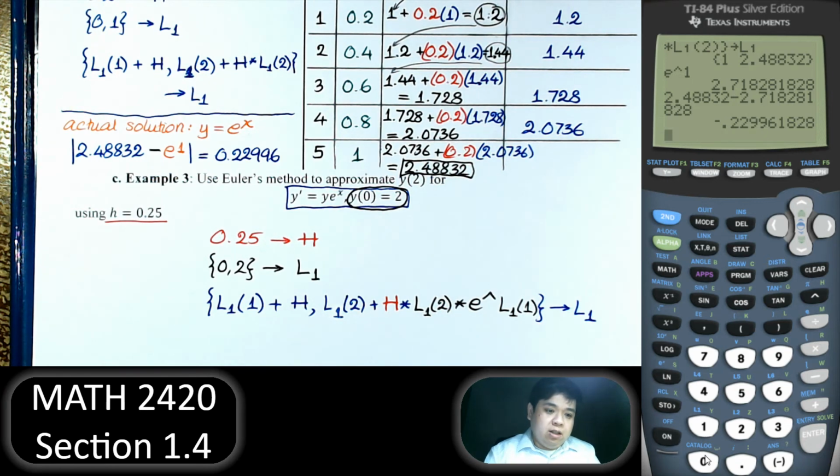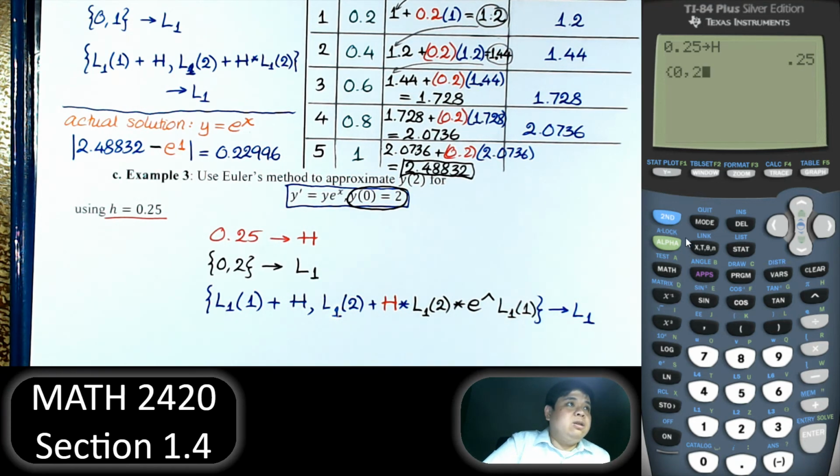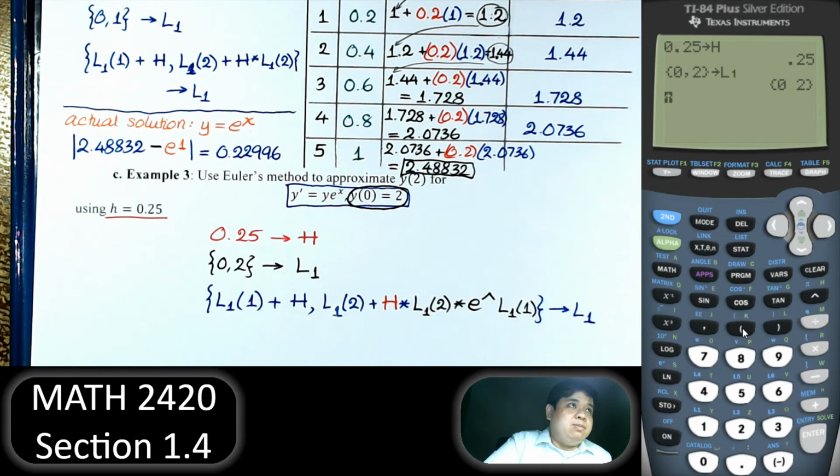And where do we stop? We stop when we have x equal to 2. Right, so let's clear this. 0.25 store into H. The list of 0 and 2, the initial condition. We can store to L1, L2, doesn't matter, just any list. And now update the list. The first component, which is x, is updated by adding H. The second component, which is y.